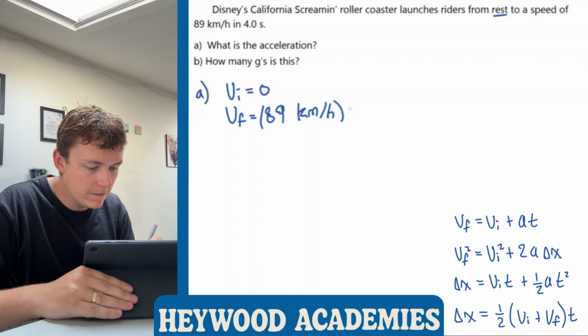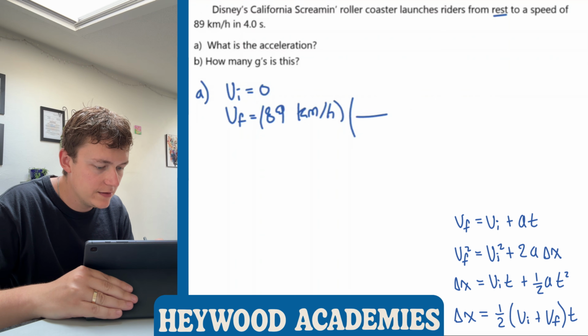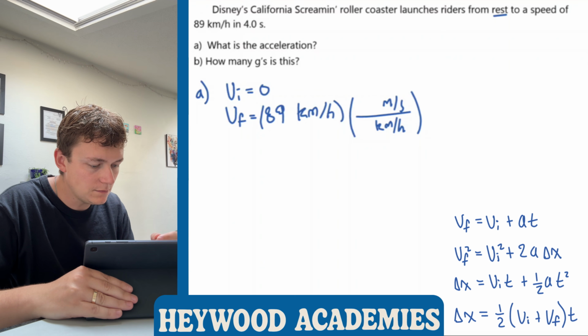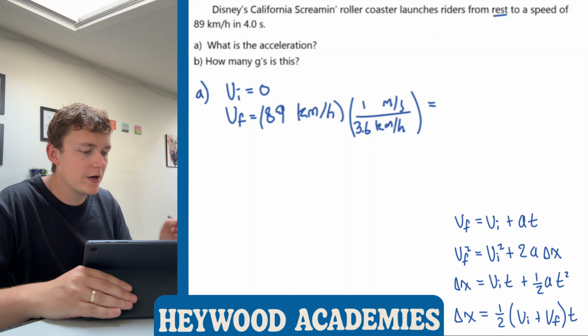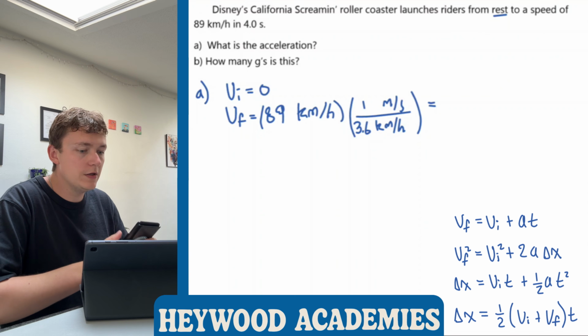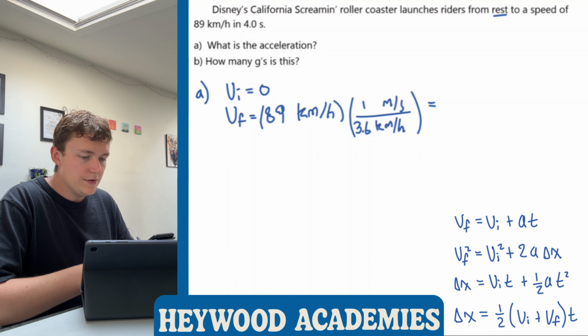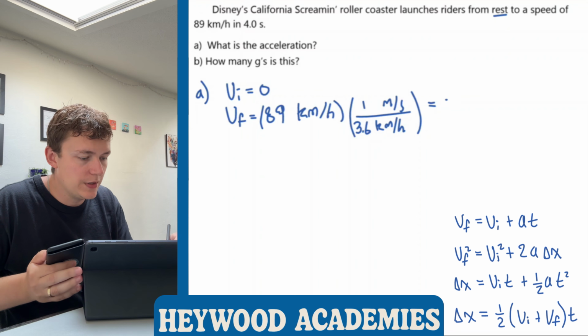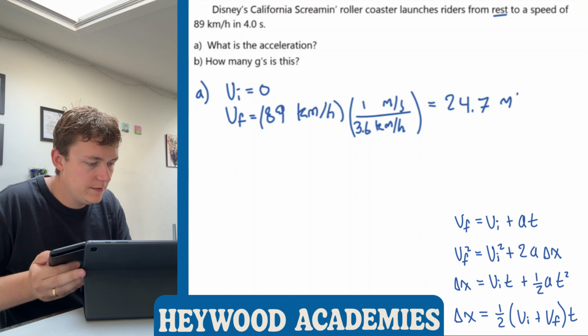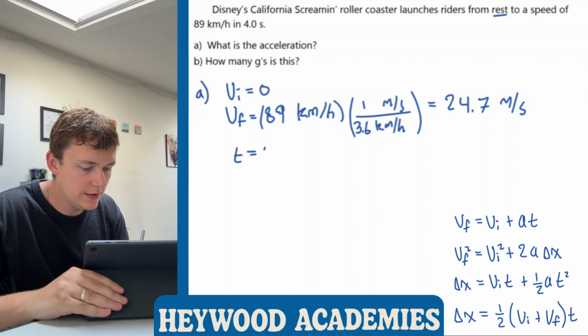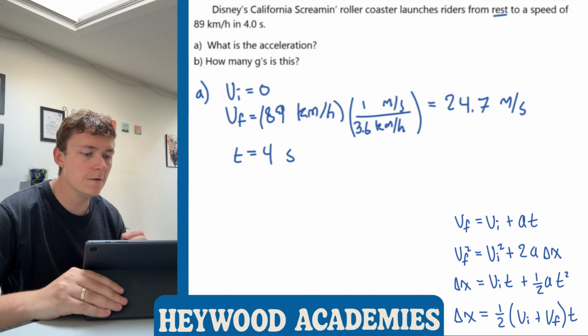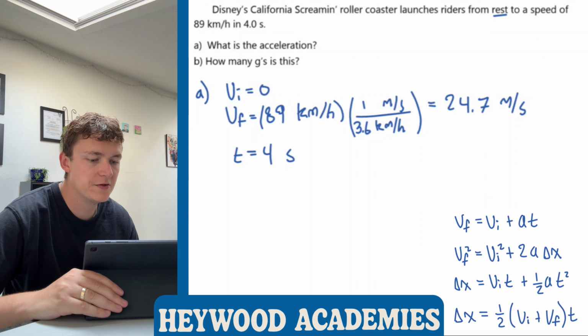We're going to go ahead and convert that to meters per second just to get things started here. So we want to get rid of kilometers per hour. We want meters per second. Divide by 3.6. So we're using the shortcut again here to work that out. You could do this a long way too, and that is okay. So we get 24.7 meters per second. And then we also know that the time is 4 seconds. That's how long it takes to go from 0 to 24.7 meters per second.